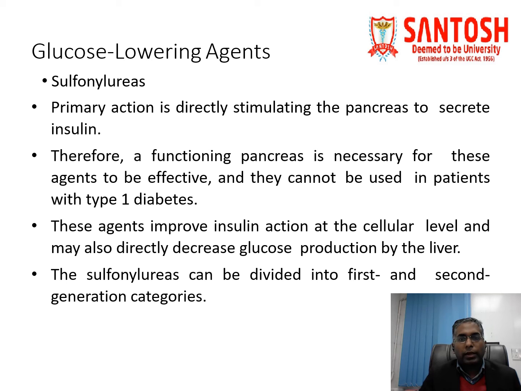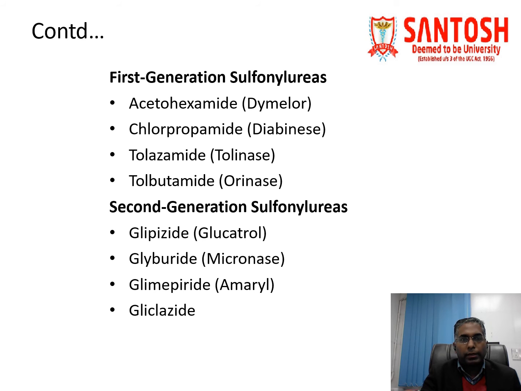The sulfonylureas can be divided into first generation and second generation. First generation sulfonylureas are currently not in use. They have some serious side effects. Nowadays we are using second generation sulfonylureas, the names of which are glipizide, glyburide, glimepiride, and gliclazide.